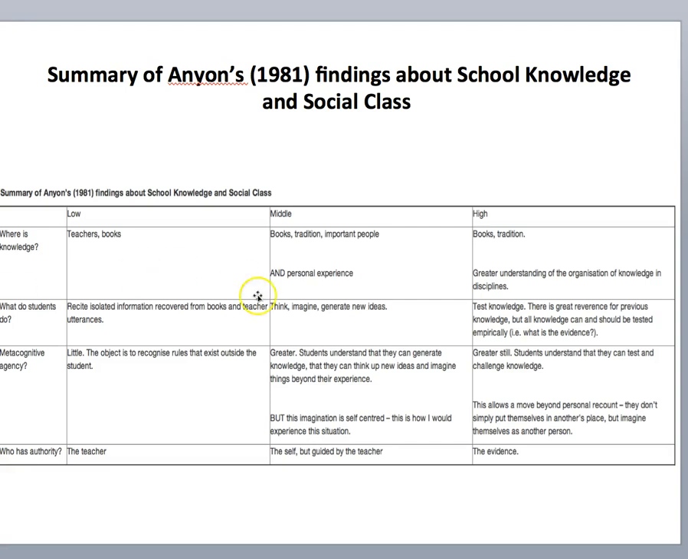As you get up to the high end here, knowledge exists in books and traditions, but you understand that knowledge exists in disciplines, or more importantly, that you can test knowledge. So rather than repeating it, it's about critiquing and testing knowledge, saying, why is that so? Does it work in this situation? What if I do this to it? The idea that it can be manipulated. That's into the higher end of Bloom's, the creative, the critical.